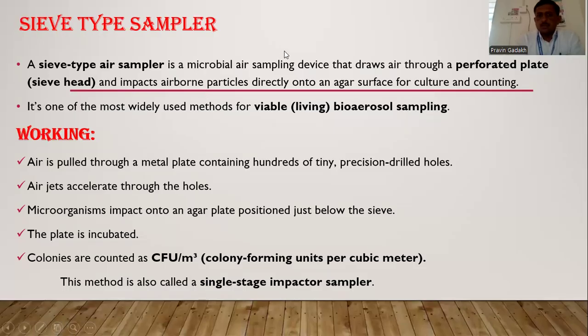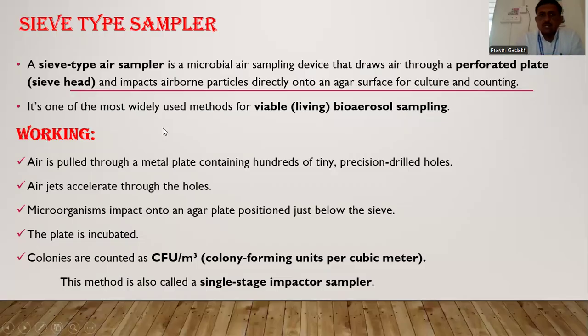the microbial air sampling device, draws the air through a perforated plate. That is nothing but the holes which we have prepared on the surface of that metal container, having a diameter of 0.5 mm, which allow only the microorganisms to enter into the container. The airborne particles go directly onto the agar surface for culture and counting.